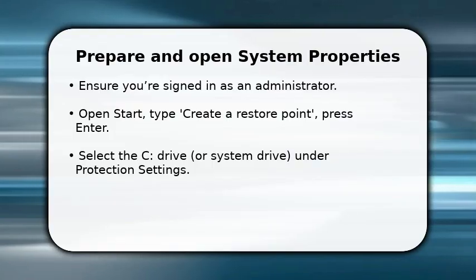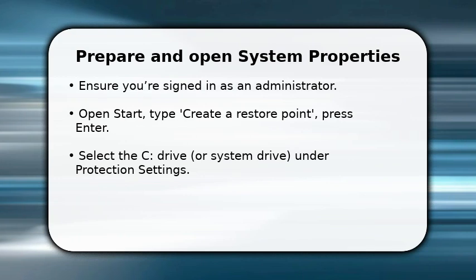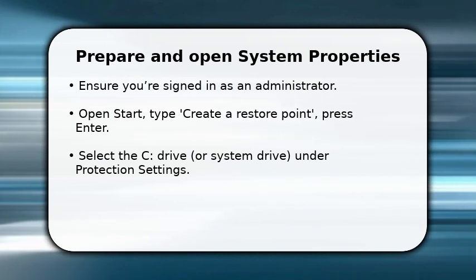You start as an admin because deleting restore points requires elevated rights. Once signed in, open Start and type Create a Restore Point, then press Enter to open System Properties. You'll see Protection Settings. Select the system drive, typically C.